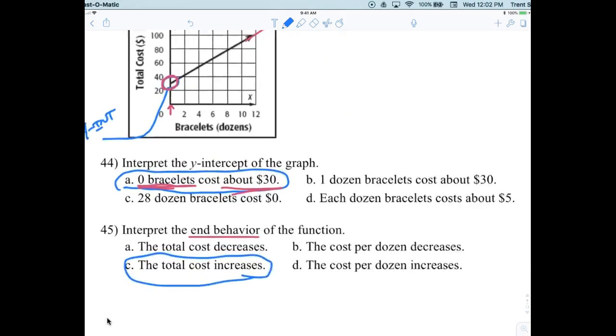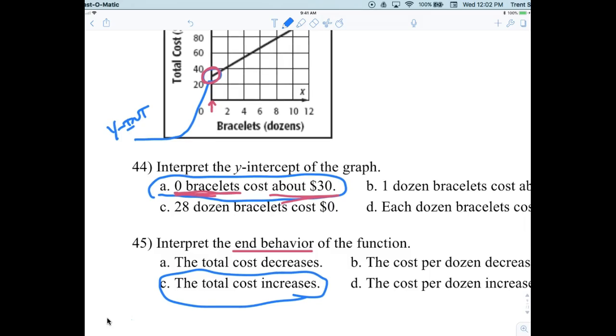The y-intercept is simply where the line crosses the y-axis. So I tried to highlight that for you and show you. That's the y-intercept. And the y-intercept is always when the x value is 0. Very good on that? Correct?